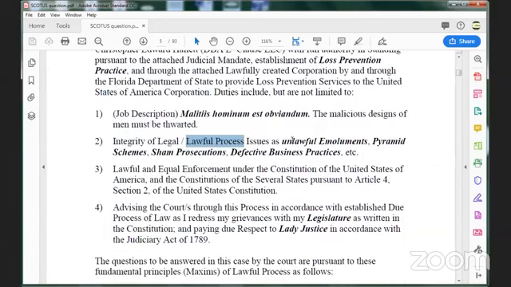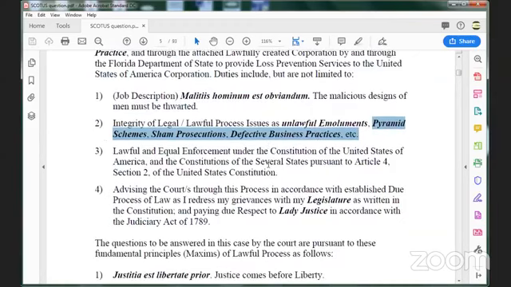So that's what I'm discussing when I say unlawful emoluments. And then, of course, pyramid schemes, right? Those are unlawful. Those are not lawful processes, right? Sham prosecutions, those are not lawful processes. And other relative defective business practices, whether they're not legal or not lawful, that has yet to be determined, right? So that's where number 2 came in.